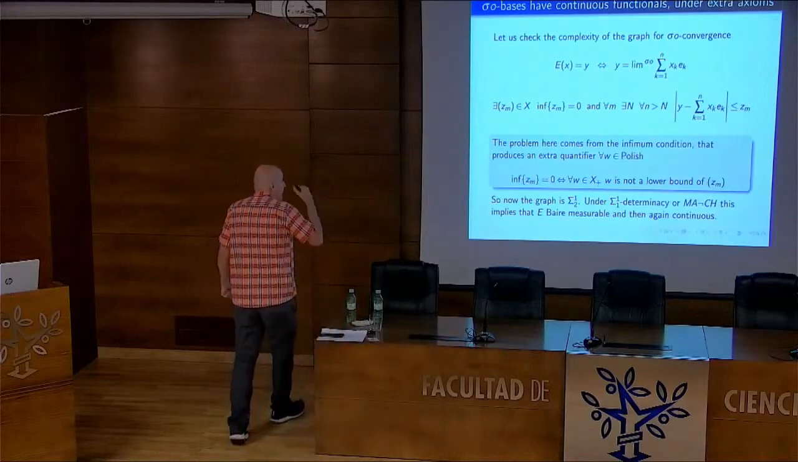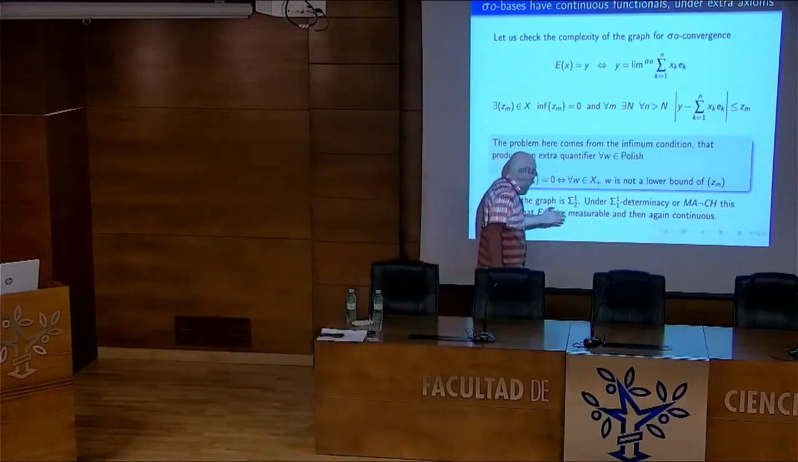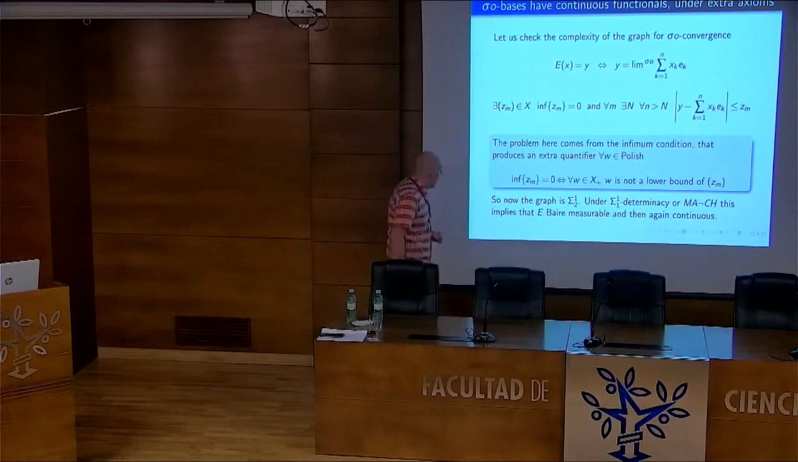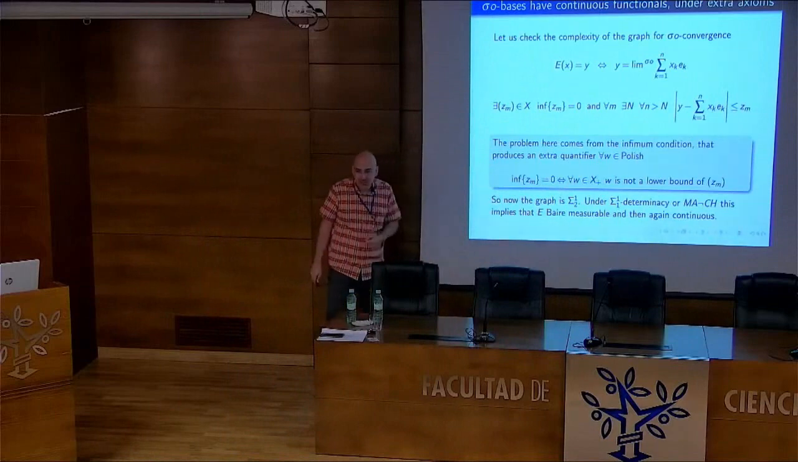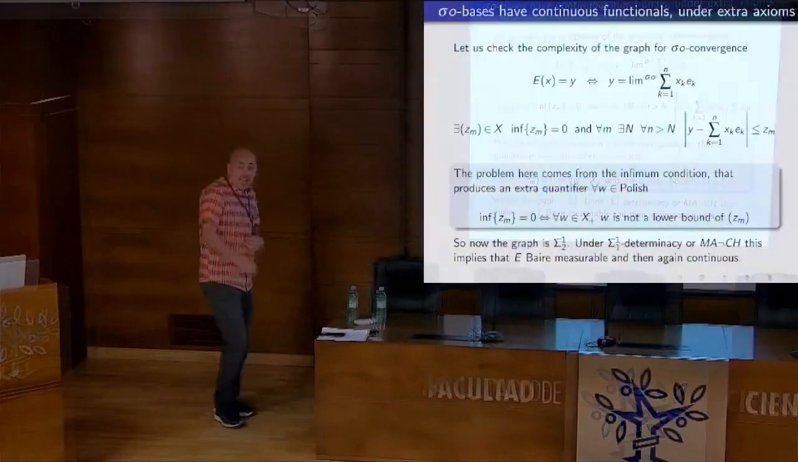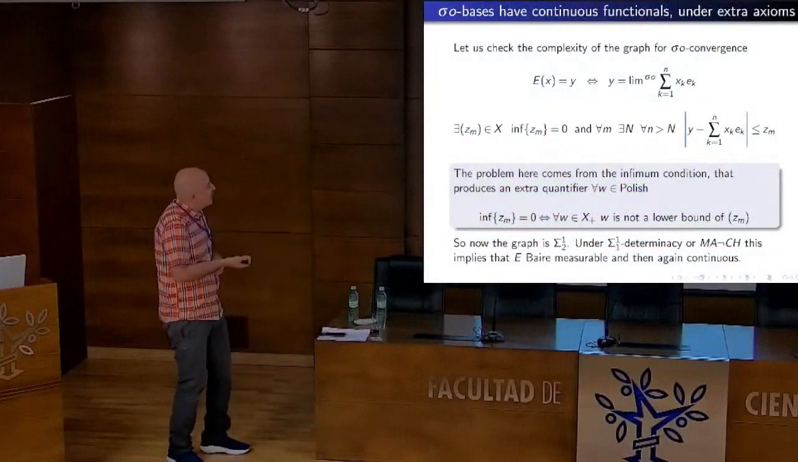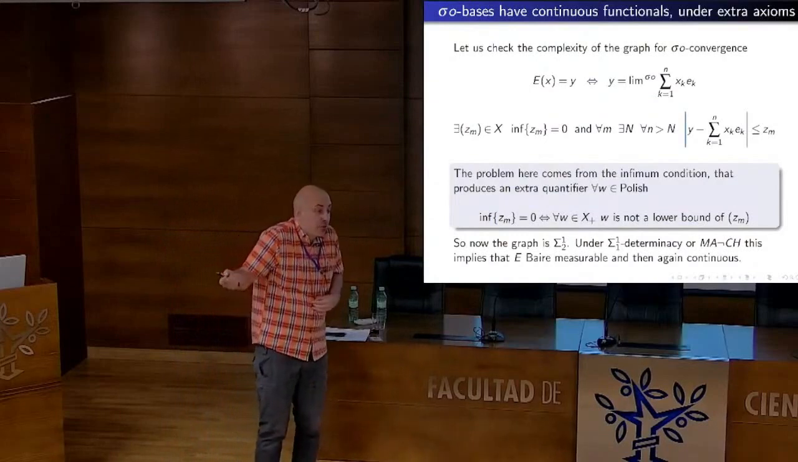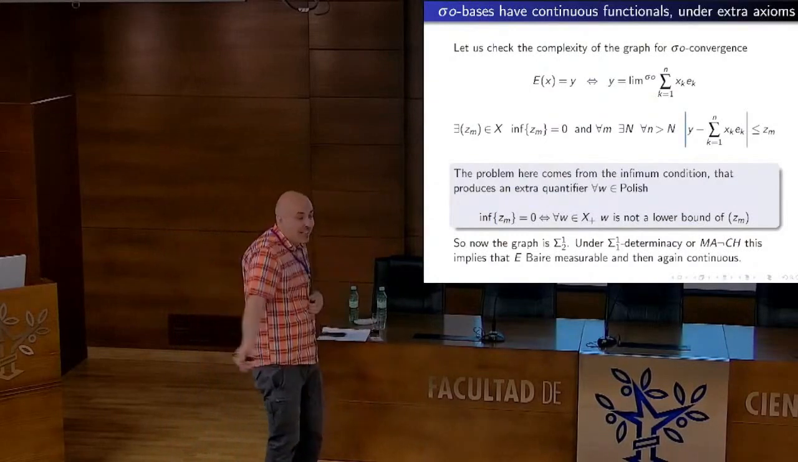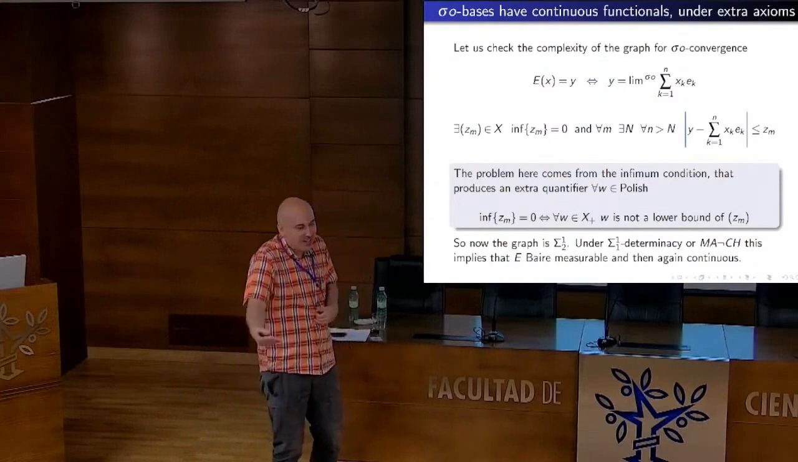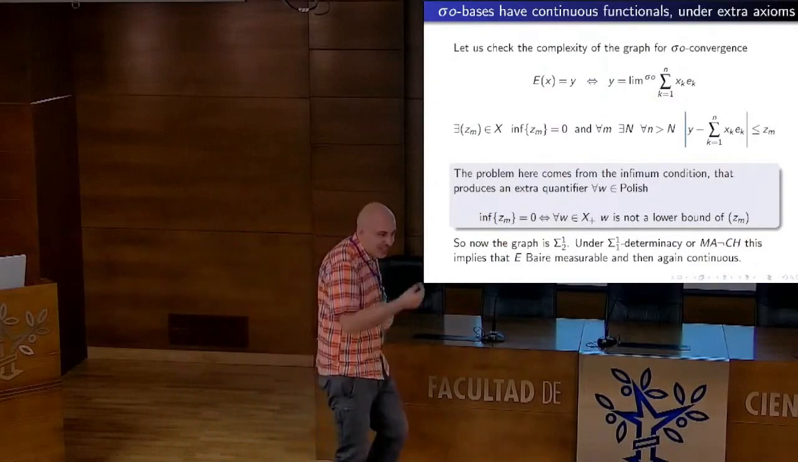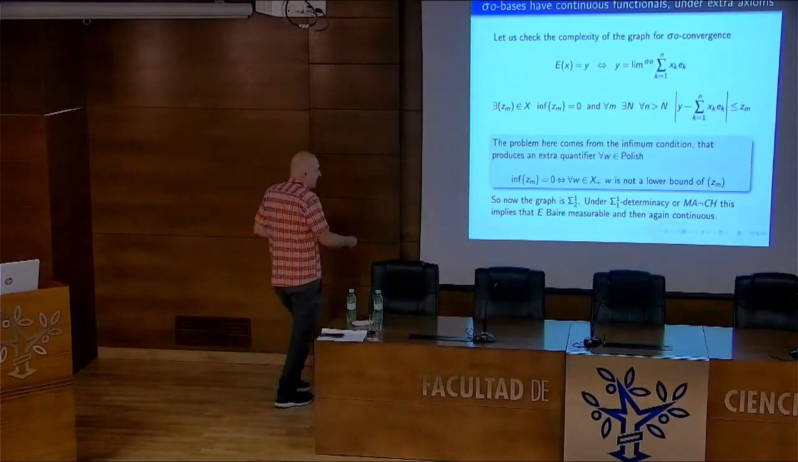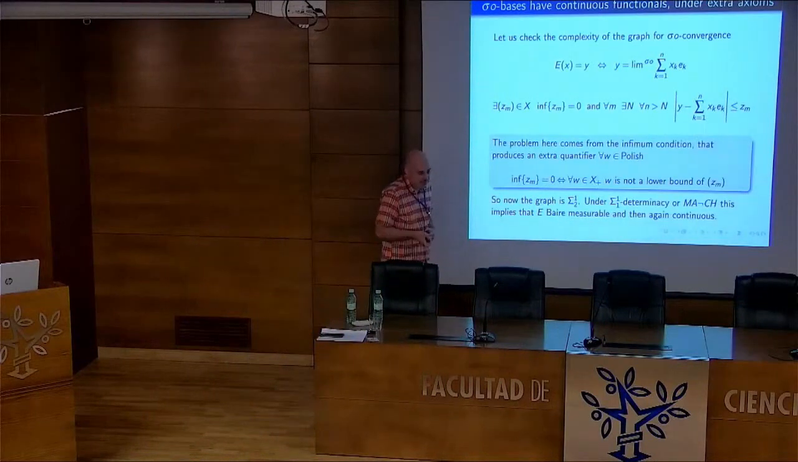So under analytic determinacy, and also if you don't like determinacy, actually this is also true under MA and not CH. This implies that E is Baire measurable, as I said, and then again it is continuous. So in this case we get a theorem, but with some set theoretic assumptions. But remember also Rosendal's statement, these are the kind of axioms that you should not be afraid to assume, because these are kind of the right axioms. So if we believe him, we are more or less happy with this.